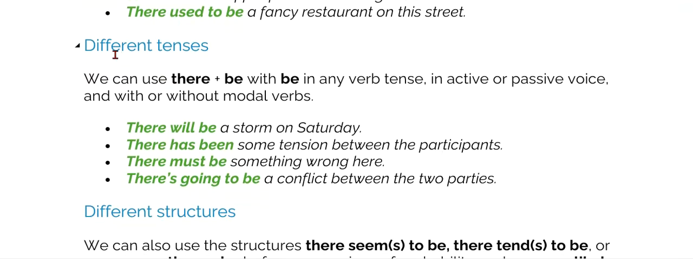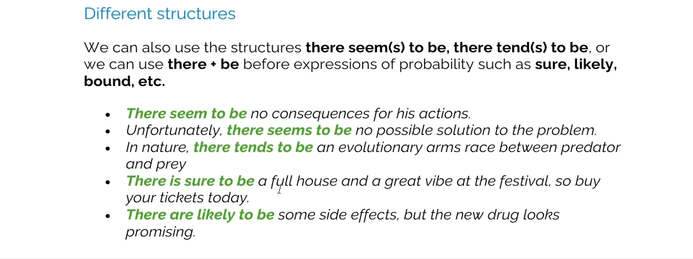We can use there in different verb tenses. For example, there will be, there has been, there must be, there's going to be, with different modal verbs. This structure is very flexible, and it is a very useful and practical structure, of course, in the English language as well.